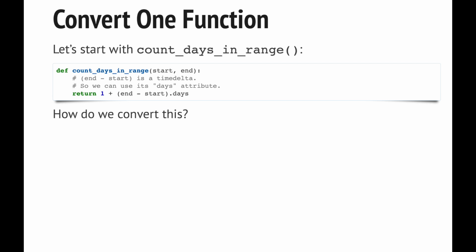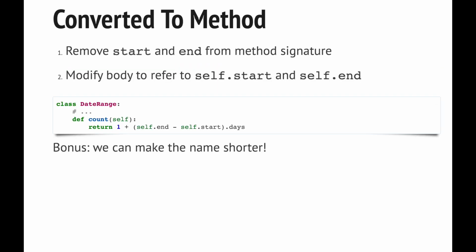We want to convert this to use self.start and self.end instead. The first step is to remove those arguments from the signature and of course add self. Then we put in the function body, and everywhere it references start, replace that with self.start, and likewise for end. And we get to make the name shorter.